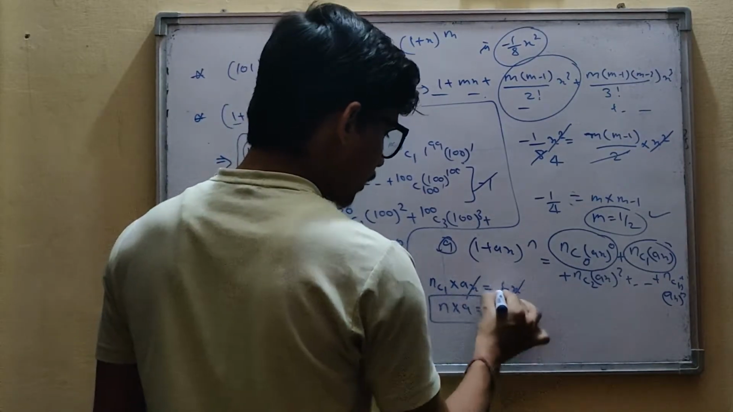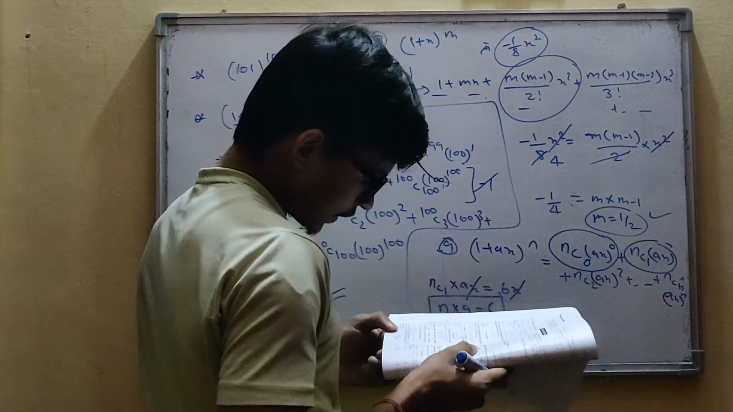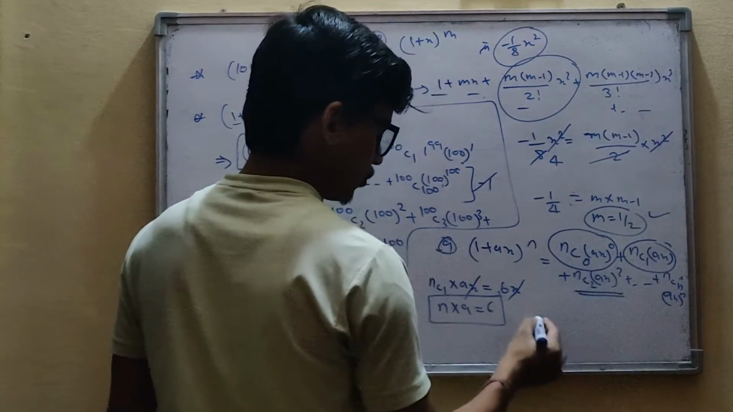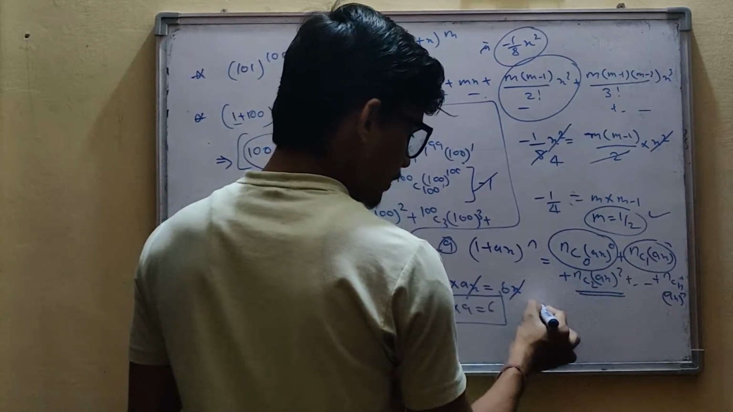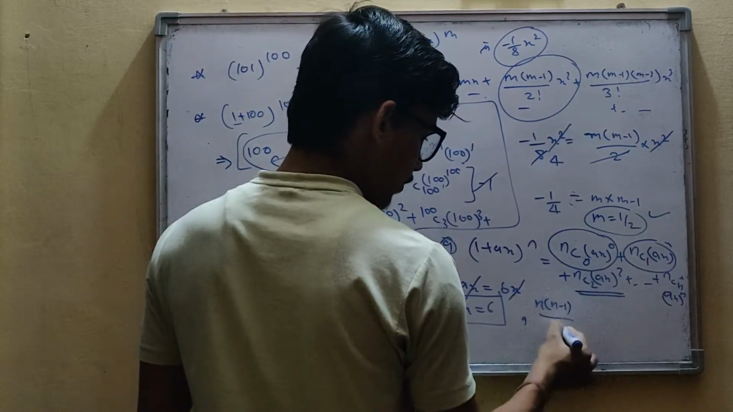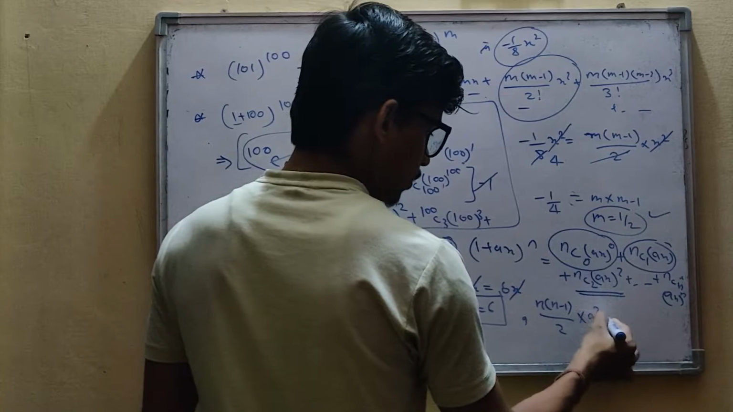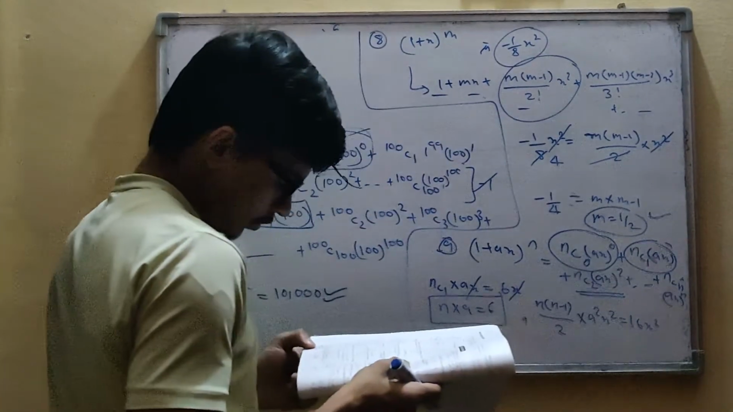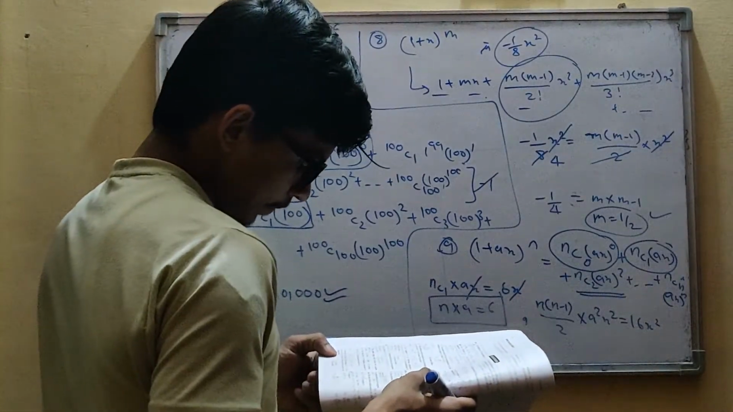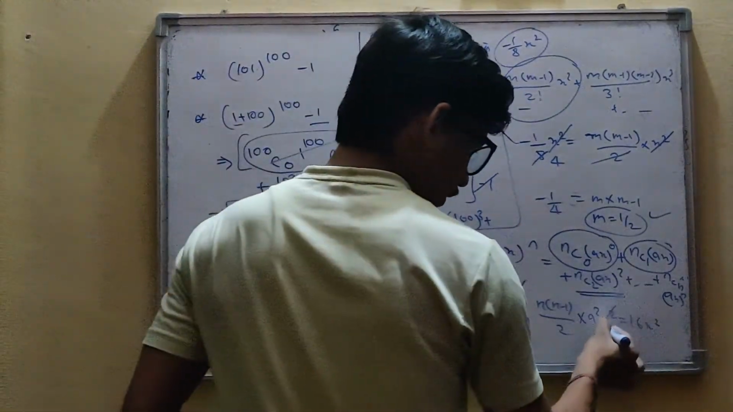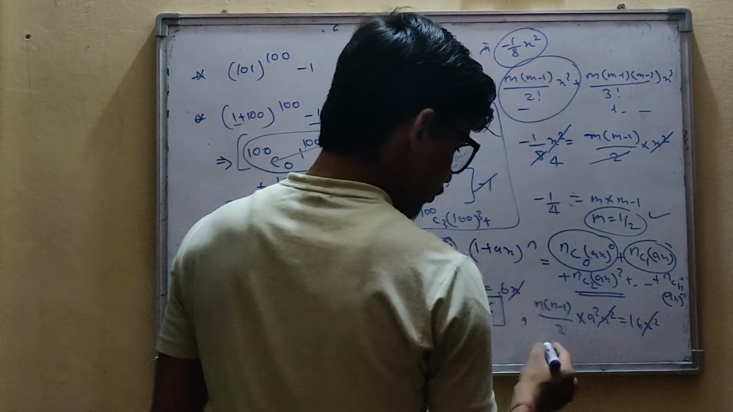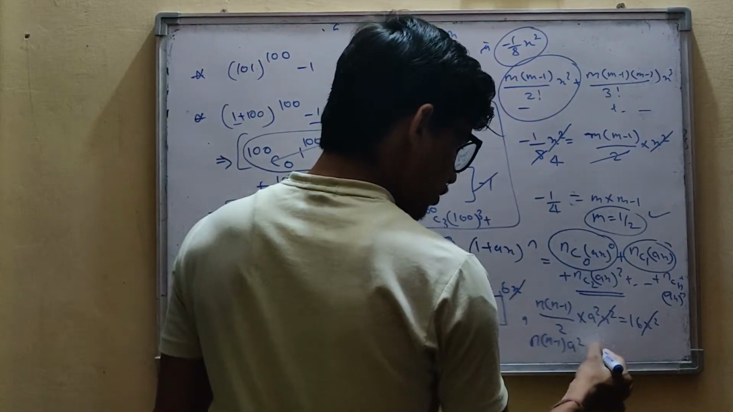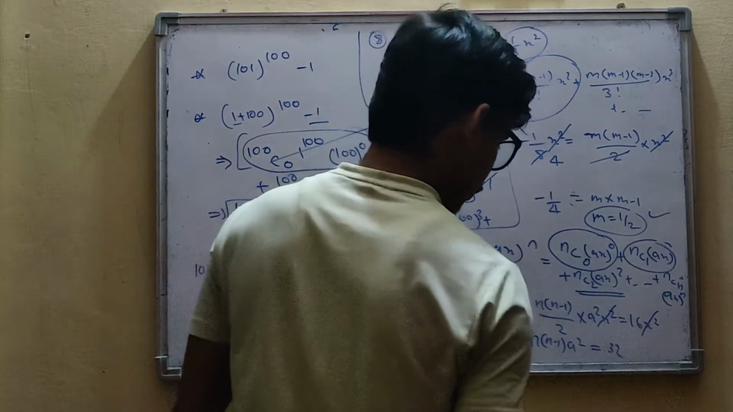So remember this. Now in the second expression, the third term is 16x square. So what you can do, nC2 means n into n minus 1 divided by 2, a square x square equals 16x square. Got it? So this is how you can write it. x square will cancel out, and this is going to be n into n minus 1 into a square equals 32, right?